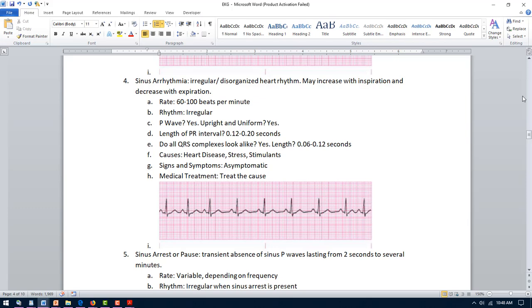Patient may be breathing because sometimes when they're sleeping or with inspiration and expiration, the beats will come a little early. So basically, if they're asymptomatic, we're not going to do anything. But if they do have any symptoms, we're going to treat the cause.